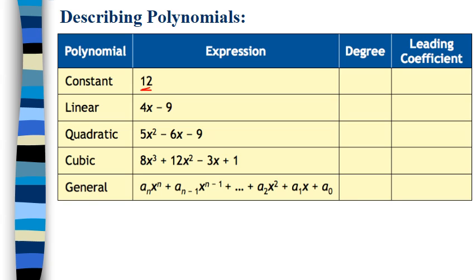This is a monomial. It has a degree of 0 because technically we have an x to the 0 here, which is just 1. And the leading coefficient is the only number there, 12. In this case, we have a binomial. We have two terms. The leading term is 4x. Its degree is 1, and its coefficient is 4. In this example here, we have three terms, so that's a trinomial with a degree of 2 and a leading coefficient of 5.